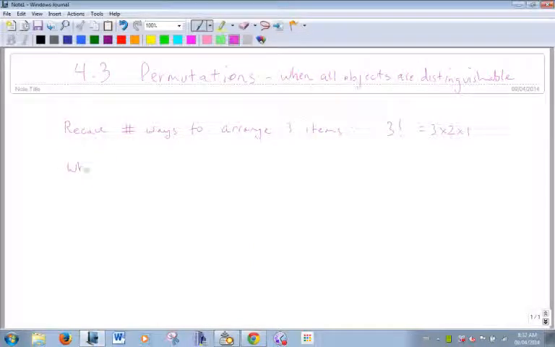So that's 3 items. I'm arranging all 3. What am I implying here? What if I don't want to arrange all 3? What if I only want to arrange 2 of these? Then what?